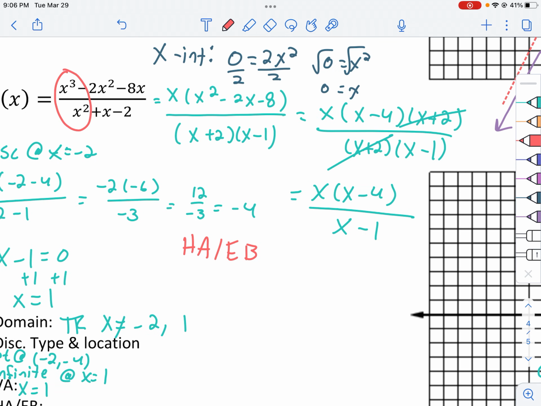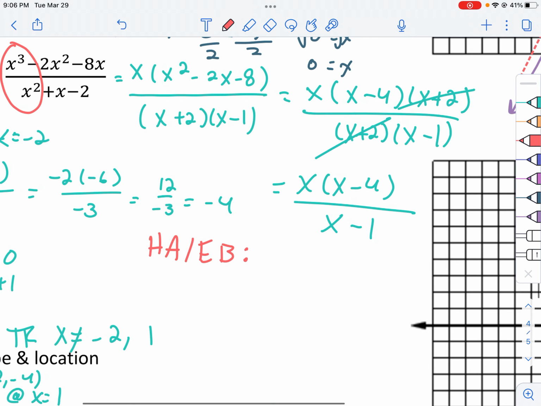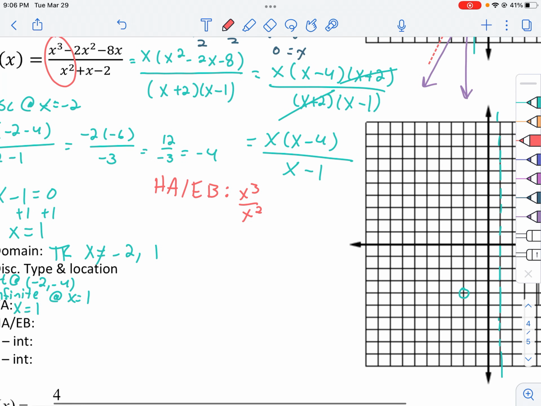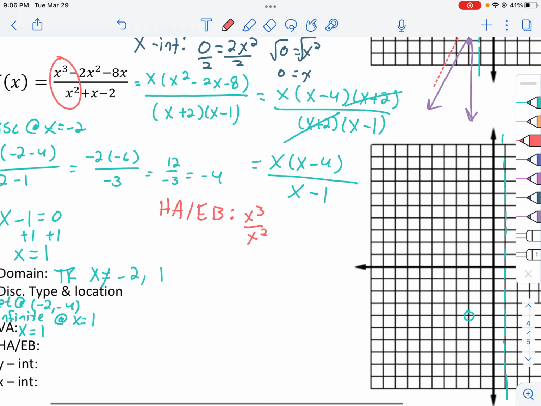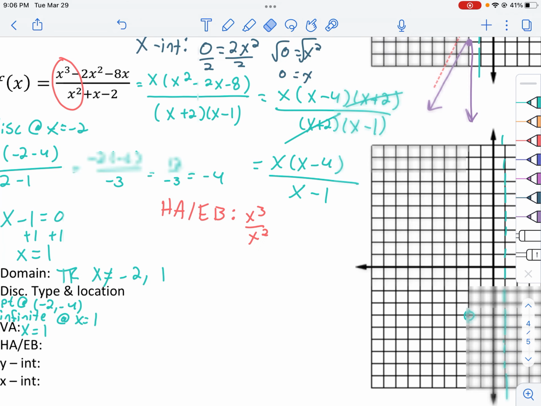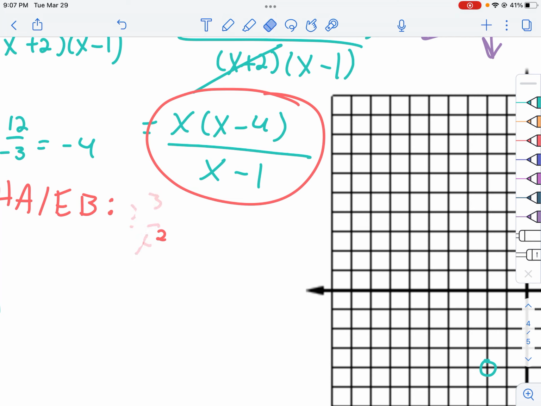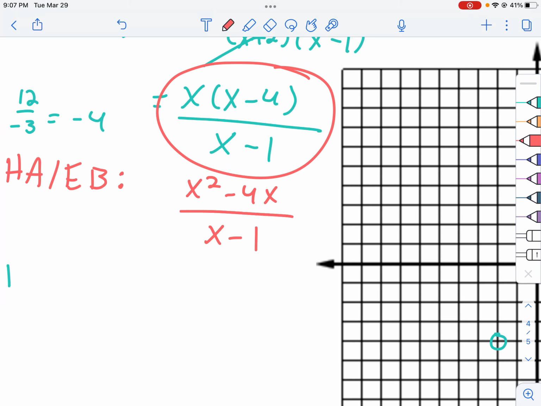So we just compare the two highest degrees, x cubed over x squared. The numerator degree is bigger than the denominator degree. That means we're going to have to use synthetic division. We need to look at the new equation. I forgot, we're done with the beginning equation. The new equation, though, is still an x squared. Let's FOIL that out. It would be x squared minus 4x over x minus 1.